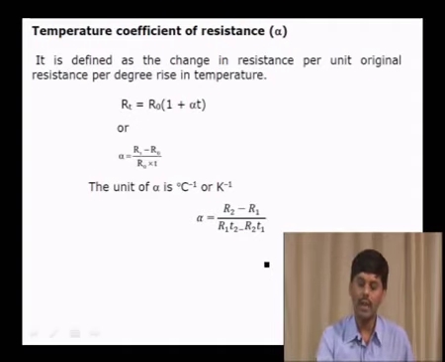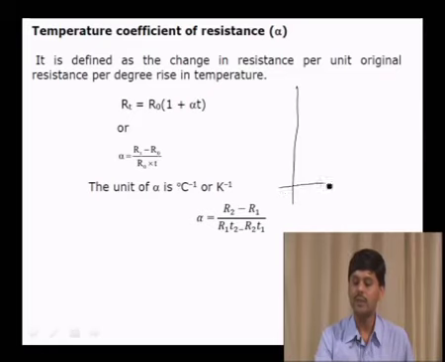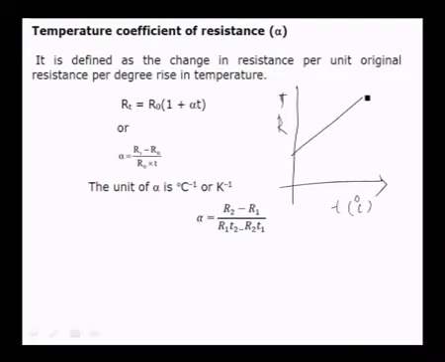Suppose you have a graph of the variation of resistance with temperature like this, with resistance on one axis and temperature in degrees Celsius on the other. They provide the values of two points: the resistance R1 and R2, followed by the temperatures T1 and T2. Using these four parameters, we can easily calculate the value of alpha.